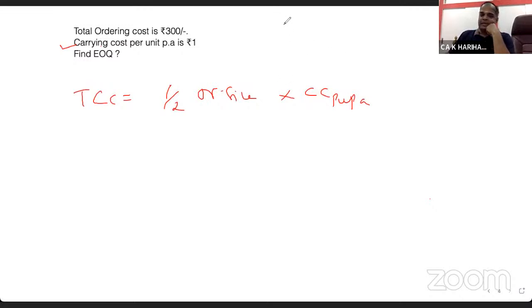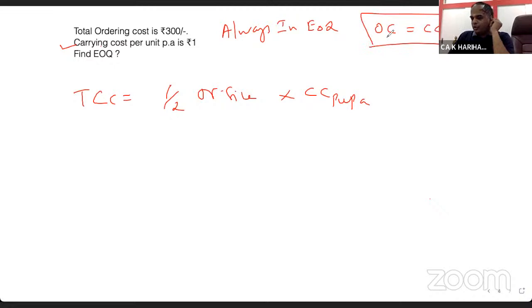Dear students, kindly make a note. Always in EOQ, ordering cost is equal to carrying cost. So ordering cost 300, therefore carrying cost also how much? Total carrying cost 300. So 300 is equal to half of the order size.